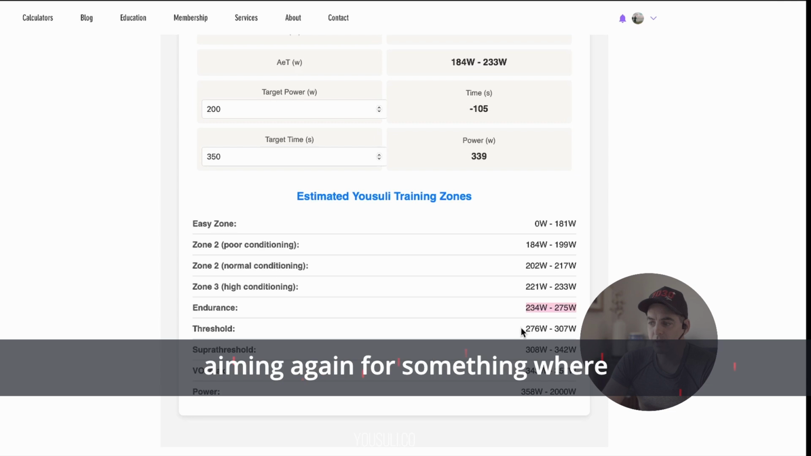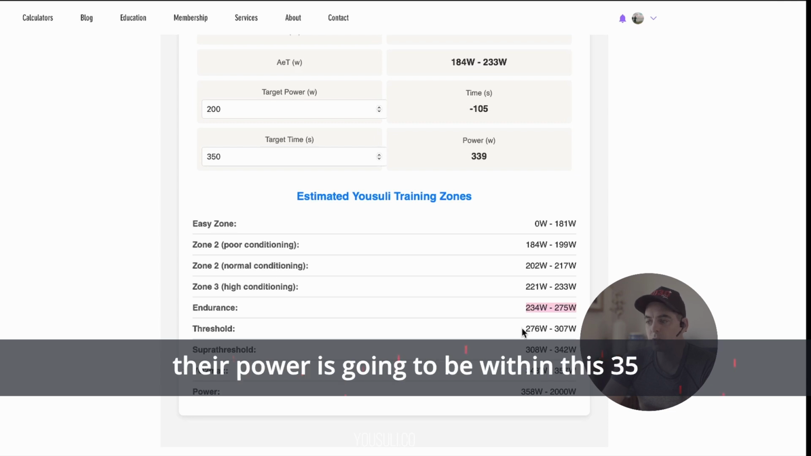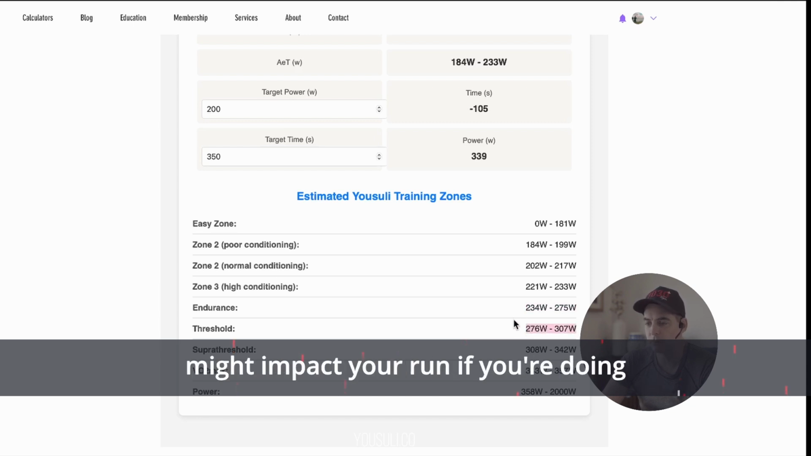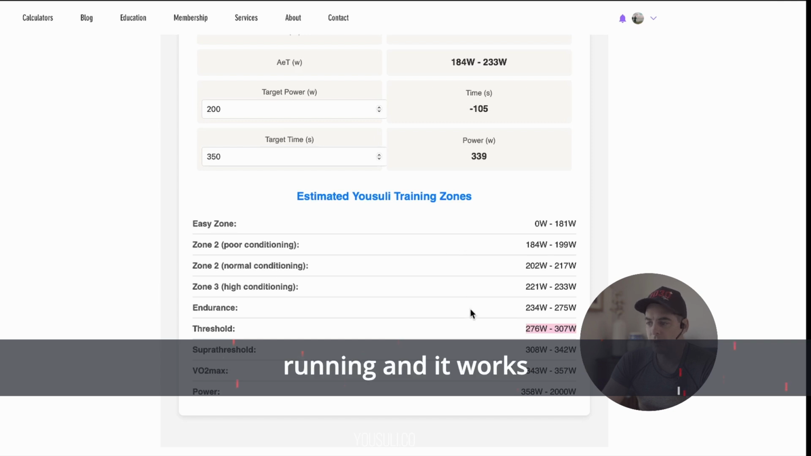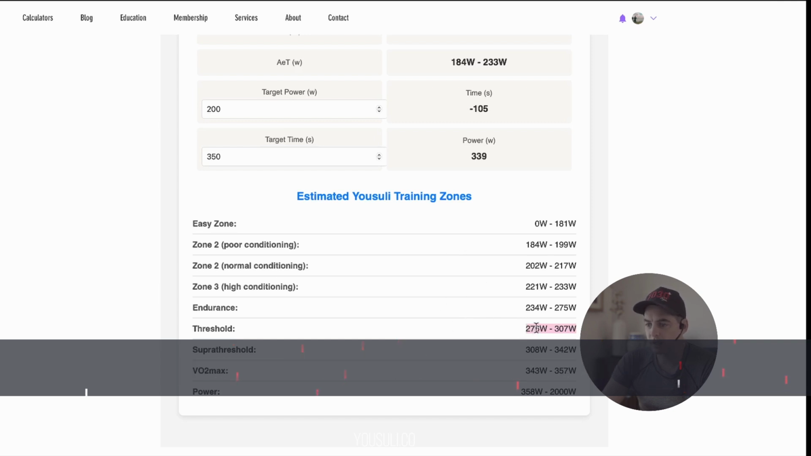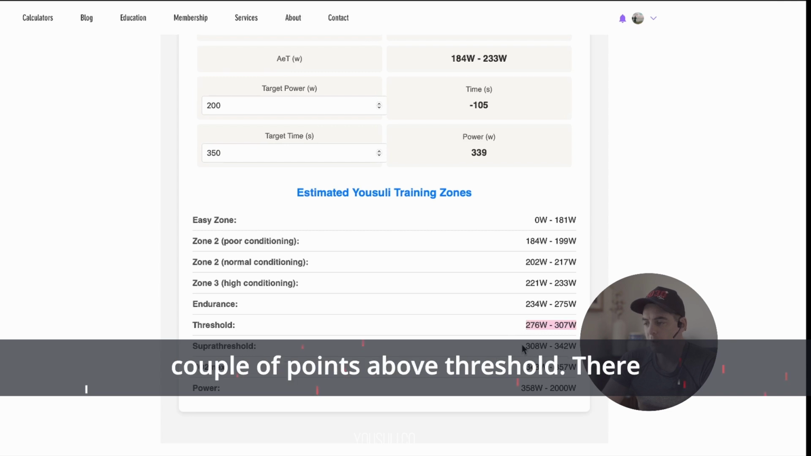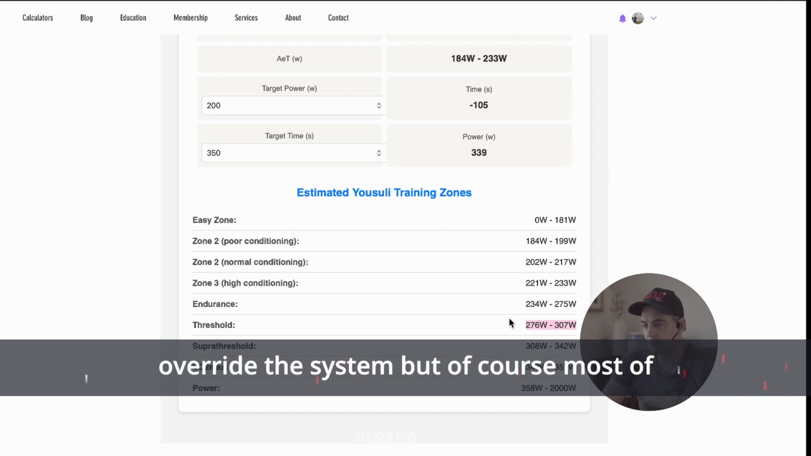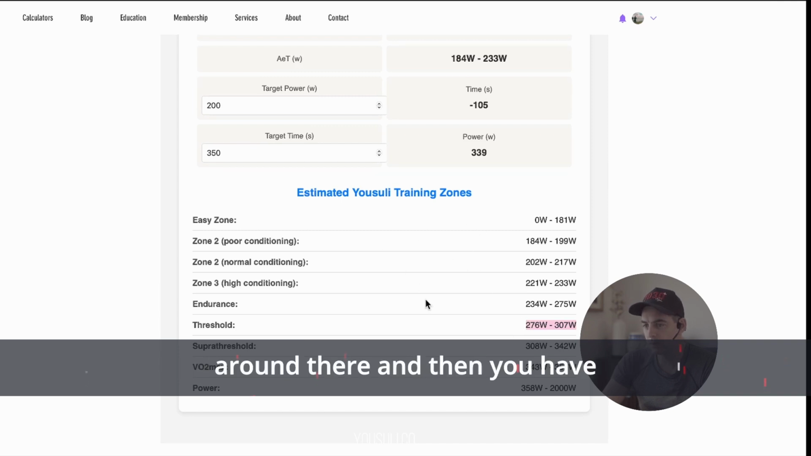People that are aiming again for something where the power is going to be within this 35 minutes to 1 hour and a half range and are very well conditioned will probably be trying to stay at threshold and see how it impacts their run. Obviously, this might impact your run if you're doing triathlon. If you're using this for running, it works pretty much the same, so you can try to visualize staying at threshold. Supra threshold will be a couple of points above threshold. There are advantages to staying here, as it also helps override the system, but of course most of the work should be done around there.